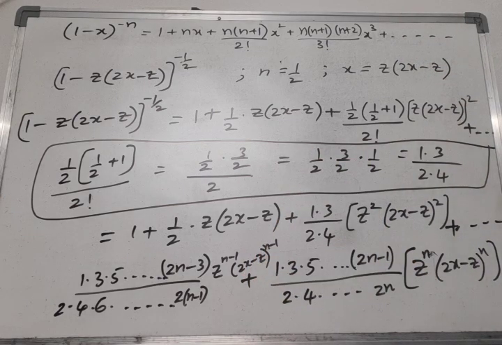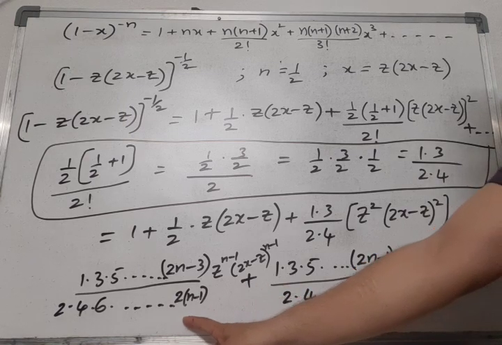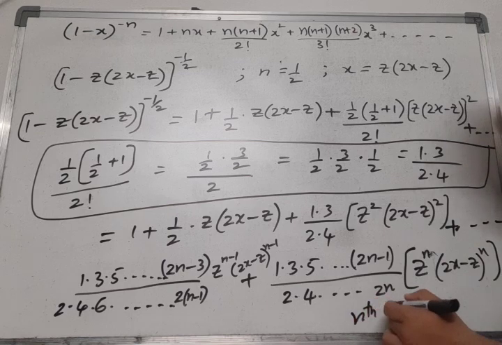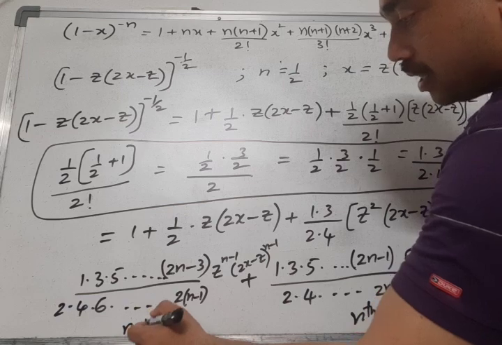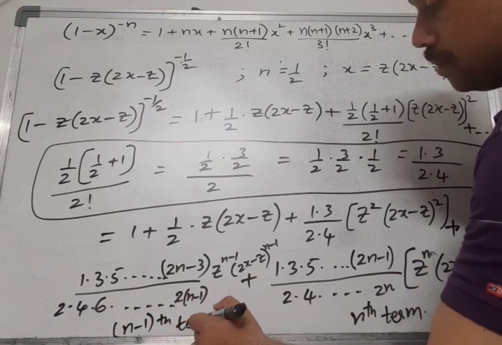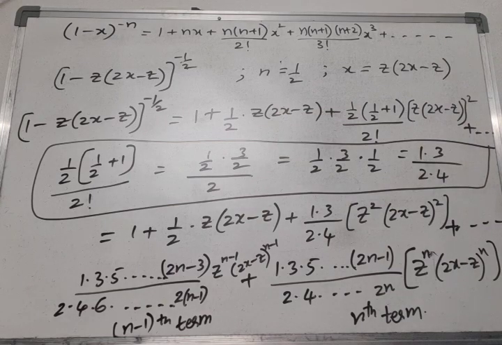Okay, so if this is the n minus 1th term, then this is the nth term, and this is the n minus 1th term. Up to this, I hope it is clear. I want to rub the board.